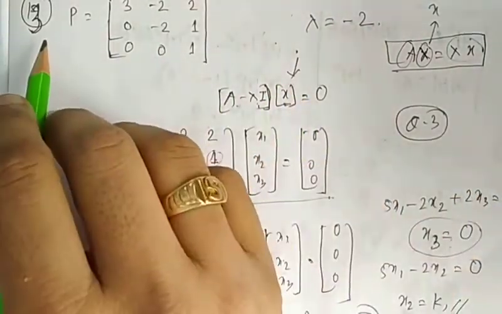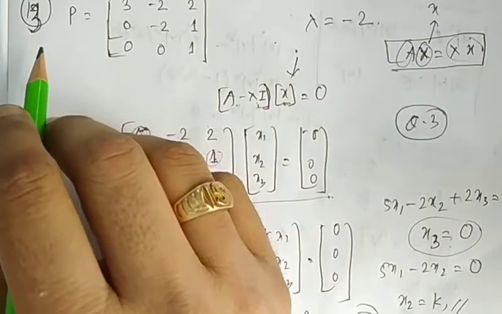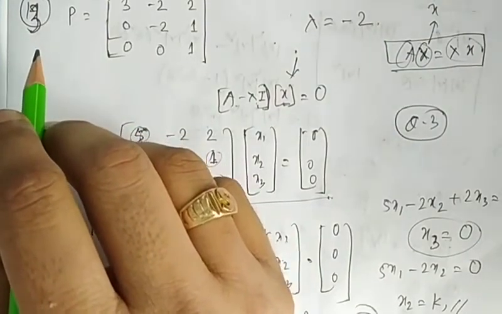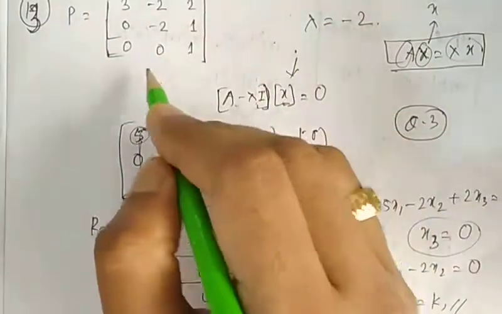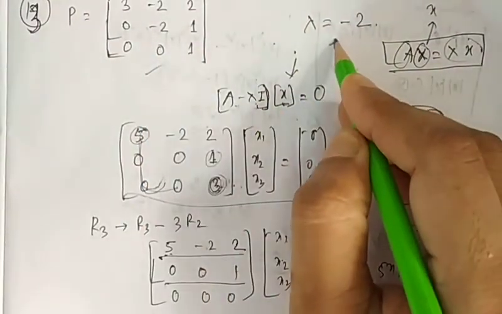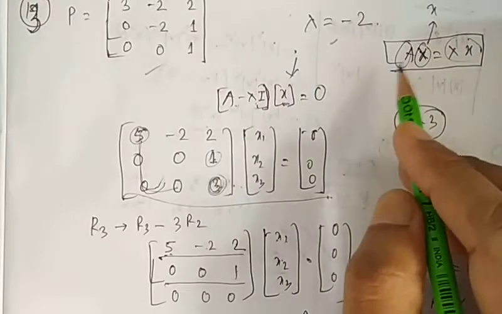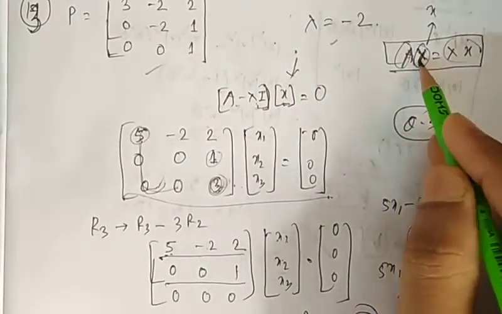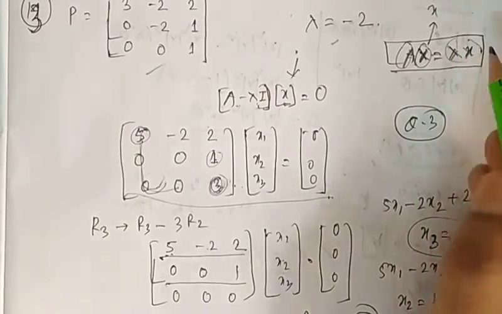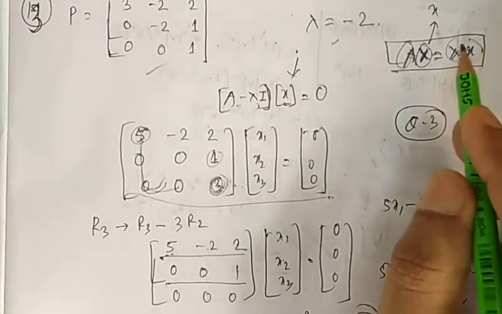Okay, question number 13. What was asked is that for the matrix P, one of the eigenvalues is equal to -2. Which of the following is the eigenvector? So this is P given, and lambda is given as -2. What is asked is to find the eigenvector. We know the formula for the eigenvector is A X equal to lambda X, where X is your eigenvector.